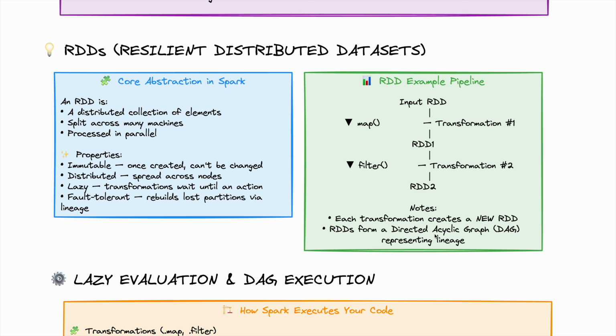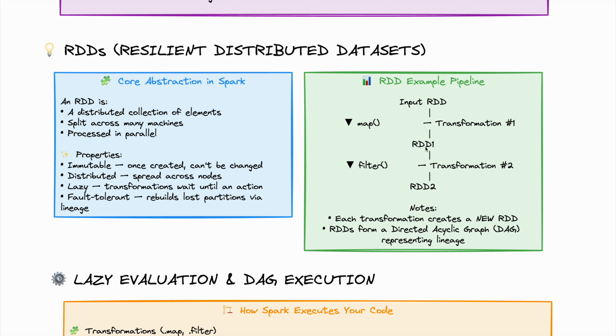So for example, in this case, we have the parent RDD, and the child RDD is directly inheriting from the parent RDD. So we have a clear direction here. That's the first one. It's acyclic because there should be no loops. We cannot have an RDD depend on itself.